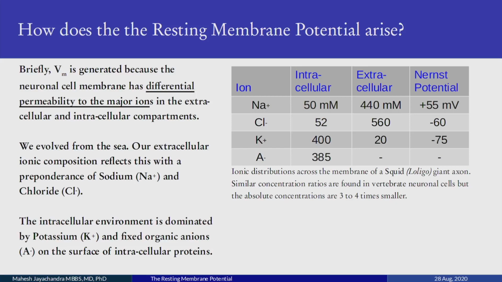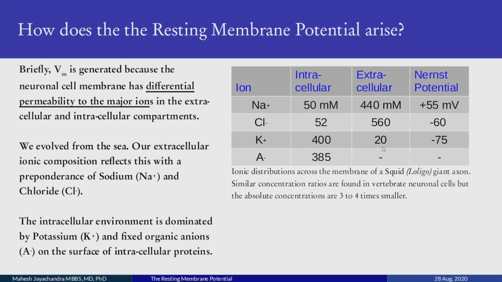So remember the squid, we considered it earlier. Just consider the following ions: sodium, chloride, potassium, and the anionic charges. These are the intracellular concentrations. Sodium is 50 millimolar, chloride is 52, potassium on the other hand is 400 inside, and the fixed anionic charges are 385. Extracellularly, you have sodium and chloride dominating, 450 millimolar and 560 millimolar. There's hardly any potassium outside.